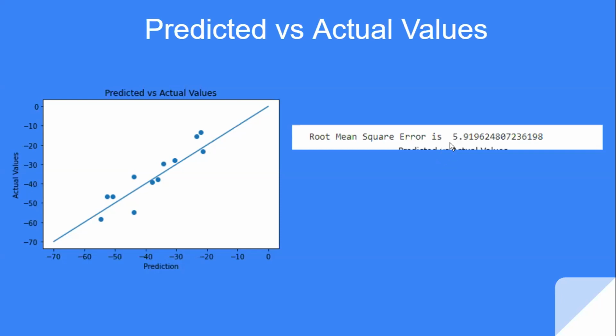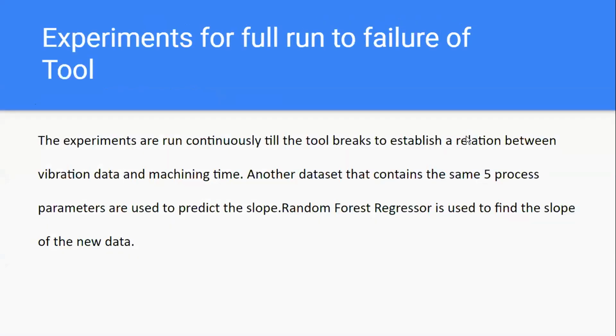Any value that is closer to 0 means the model is good, but as the data is less and also inconsistent, we have obtained the root mean square of 5.9, which is not really good. The other data set has experiments which were run completely till the tool has failed. For that data set, we have applied the random forest regressor to find the slope, the output variable that has been updated from the data.